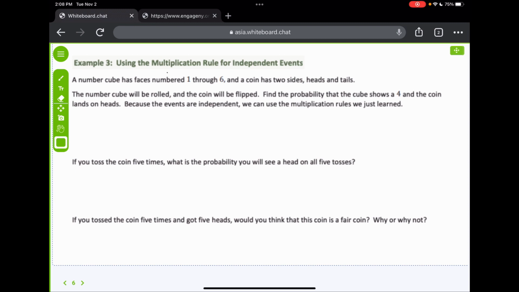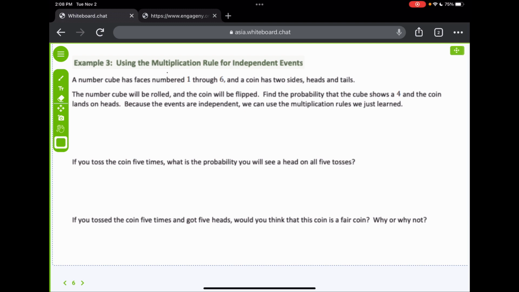Now we're using the multiplication rule for independent events. A number cube has a face numbered 1 through 6, and a coin has 2 sides, heads and tails. The number cube will be rolled and the coin will be flipped. Find the probability that the cube shows a 4 and the coin lands on heads. Well, because these events are independent, right? They don't have anything to do with it.